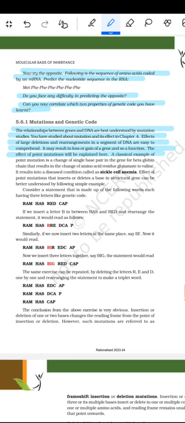A classical example of the point mutation is a change of a single base pair in the gene for beta globin chain that results in the change of the amino acid residue glutamate to valine. It results into a disease condition called sickle cell anemia.